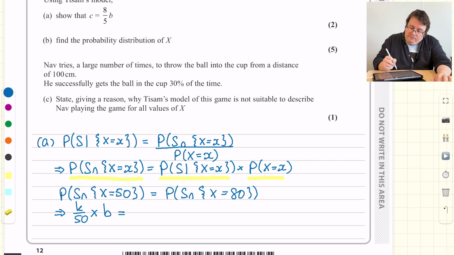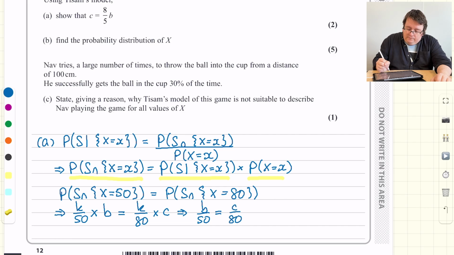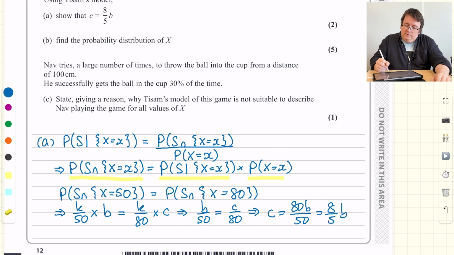And that's equal to, similarly for 80, so this bit where S given x equals 80 is k over 80 times the probability of x being equal to 80, which is C. So the k's cancel away. We've got B over 50 is equal to C over 80. So if we multiply both sides by 80, we get C is equal to 80B over 50, which is 8/5 of B, as required.